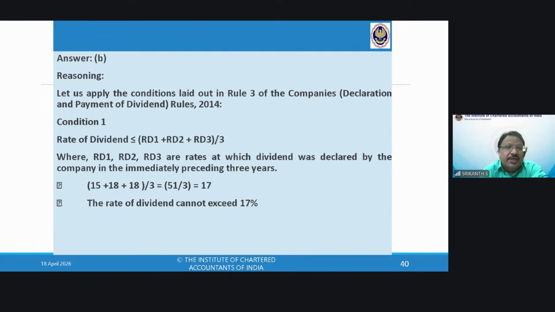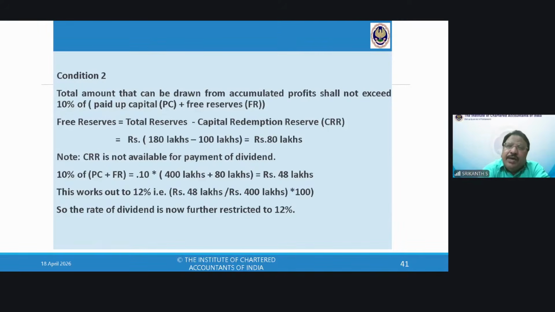So the next condition is the total amount that can be drawn from accumulated profits shall not exceed 10% of PC plus FR, paid up capital plus free reserves, right, sir? Now that means you have to calculate PC plus FR. Sir, free reserves, you have to be careful. We already defined a free reserve. What did we say? Free reserves are those reserves which are available for payment of dividend. Capital redemption reserve is not.